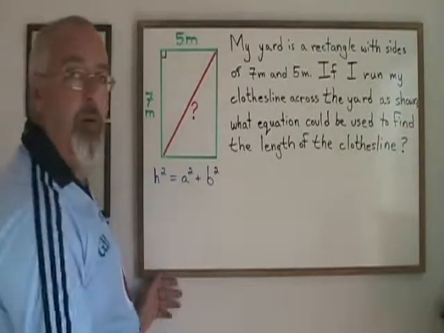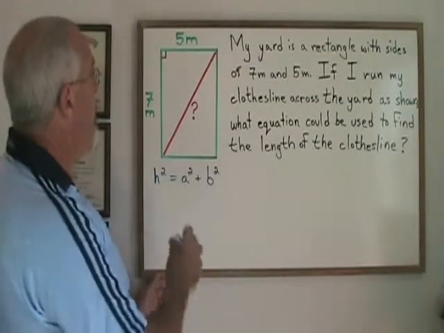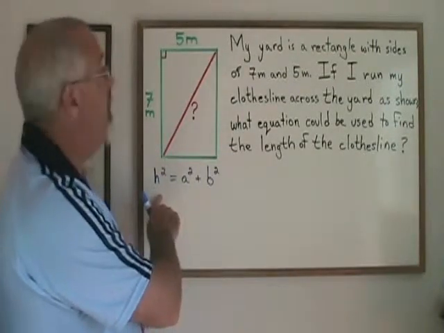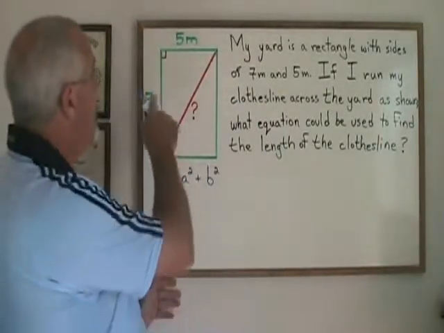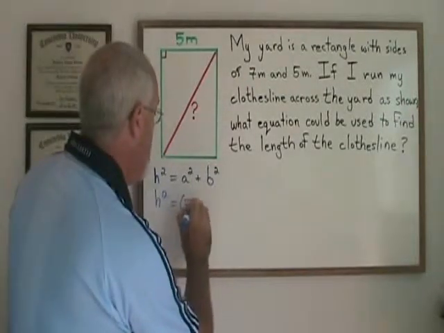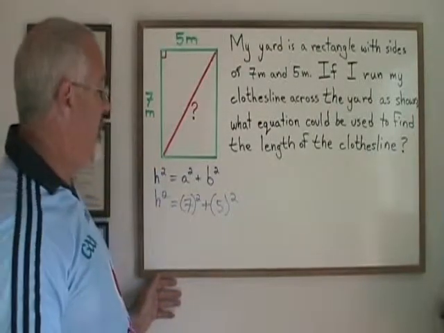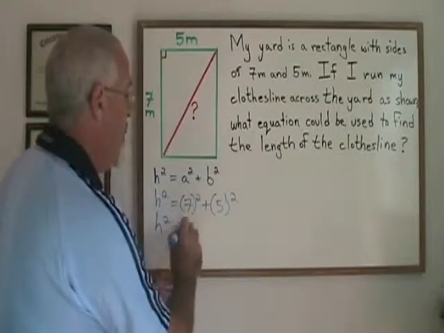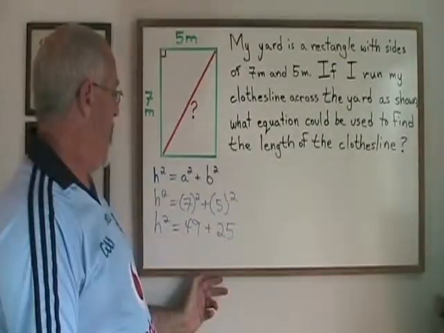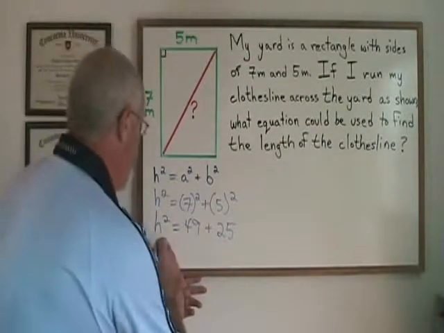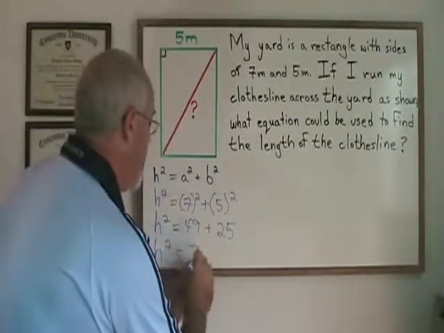Let's move on ahead though and solve the situation using the Pythagorean theorem so that we can see what the answer would look like. H squared, well, I don't know the hypotenuse of the triangle yet, will be equal to, I can make 7 and 5 my a and my b, and h squared is equal to 7 squared plus 5 squared. 7 squared is 49, and 5 squared is 25. So h squared is going to be equal to the total of 49 plus 25, which is 74.